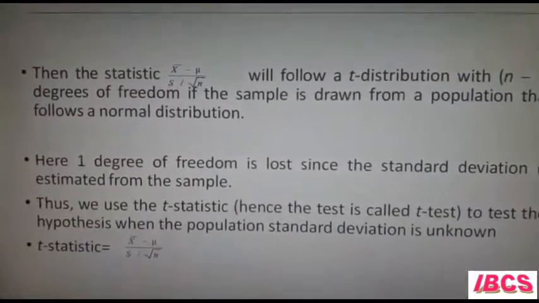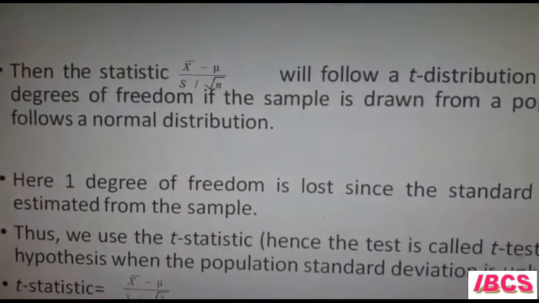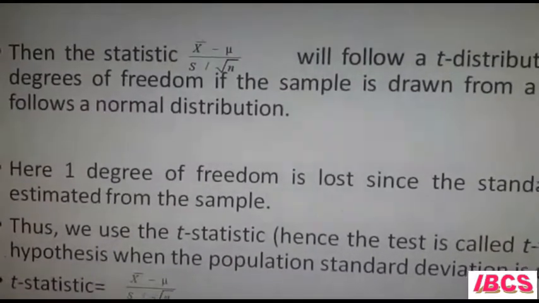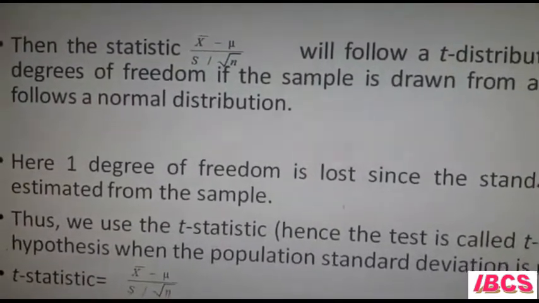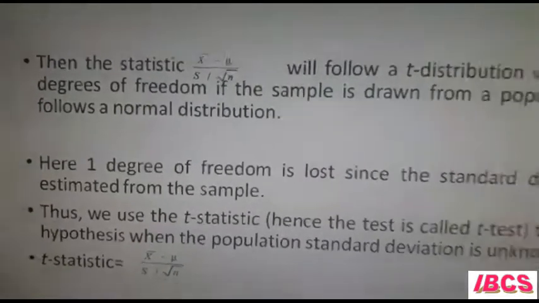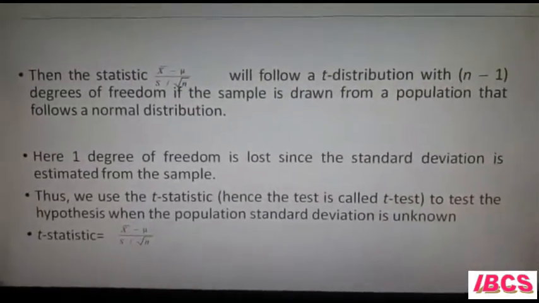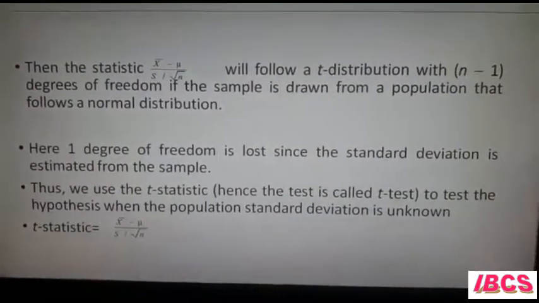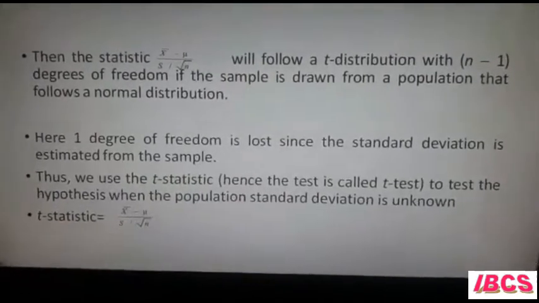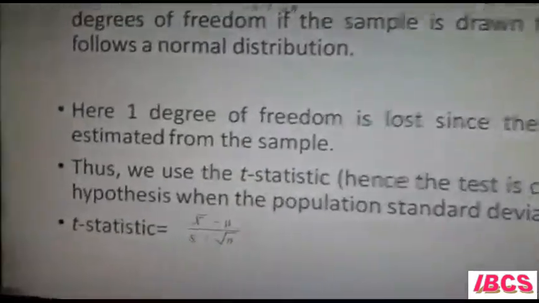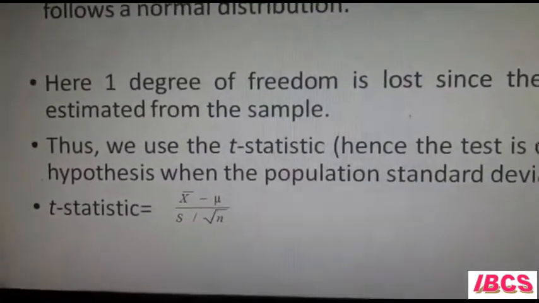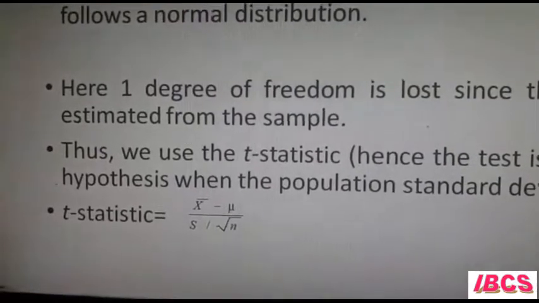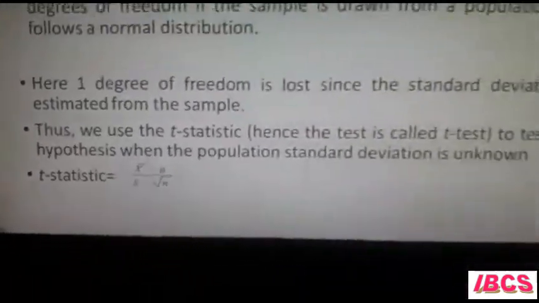The test statistic for the T test is x bar, that is the sample mean, minus mu, that is the population mean, divided by S, the sample standard deviation, divided by root n, the sample size. So the test statistic follows a T distribution with n minus 1 degrees of freedom. Here one degree of freedom is lost since the standard deviation is estimated from the sample. This is the formula: t equals x bar minus mu, divided by S over root n, where n is the sample size.